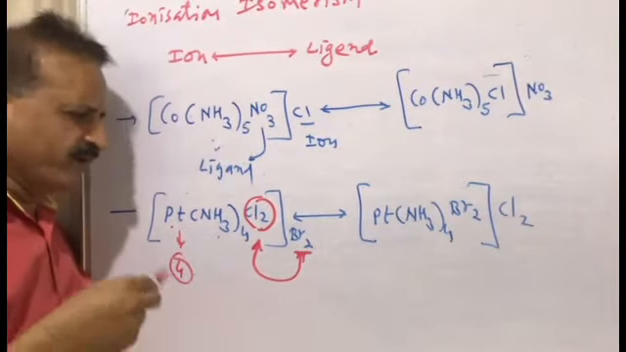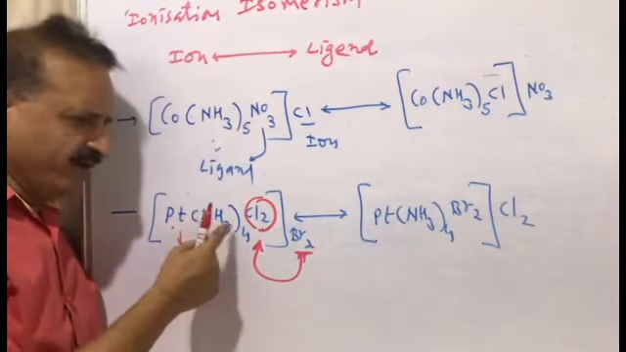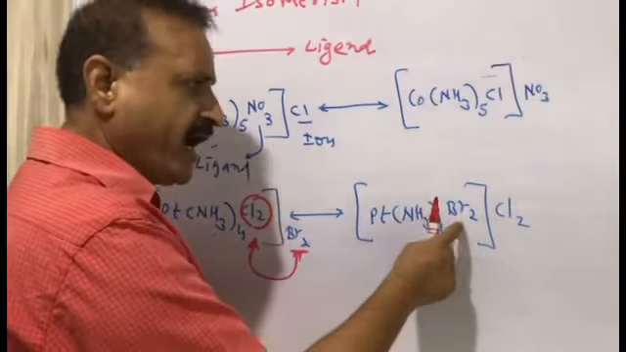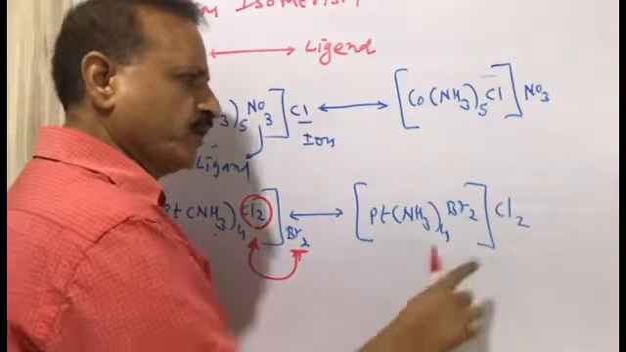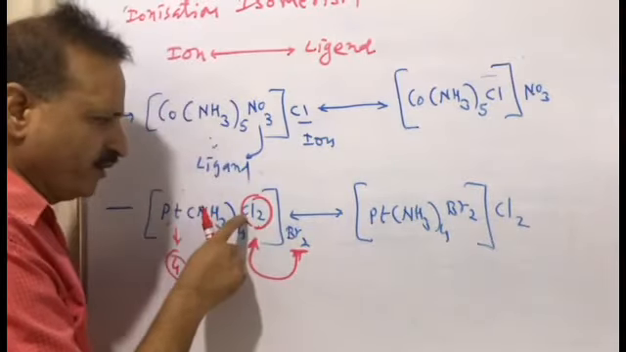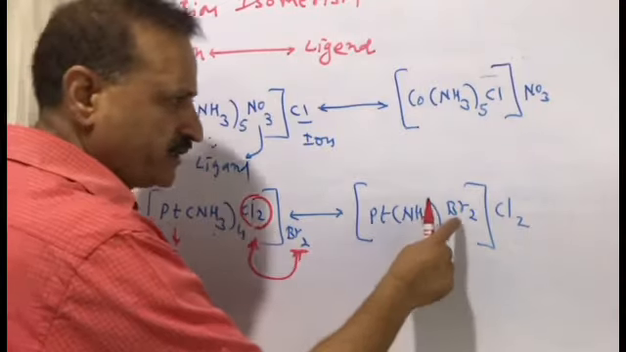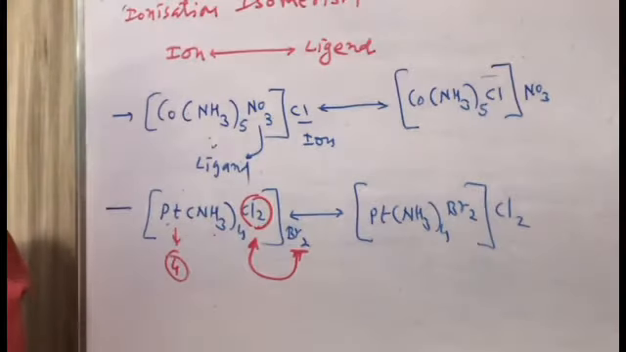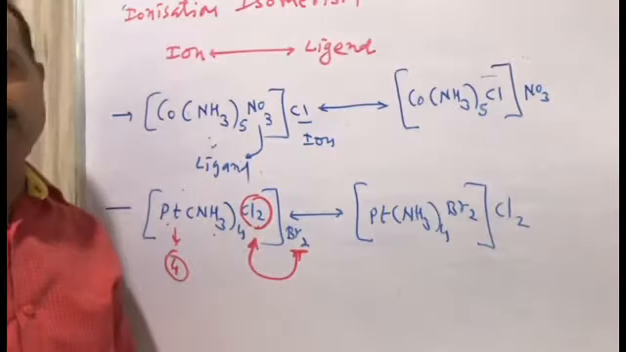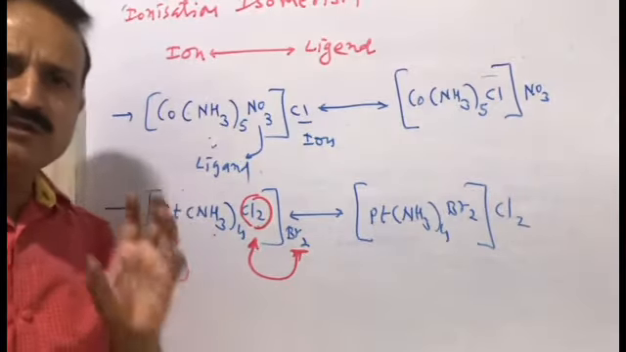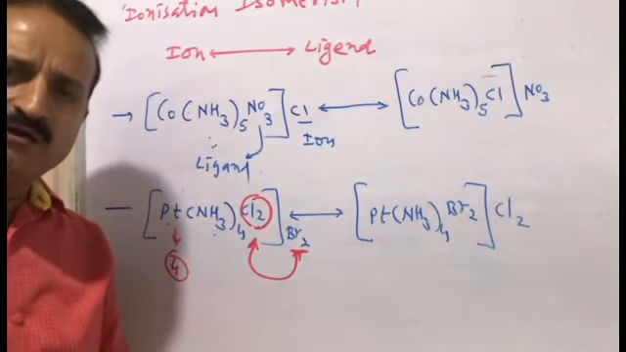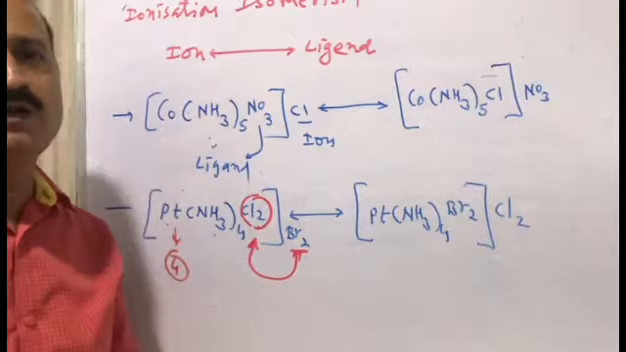Nomenclature, again I am repeating. Tetraamine dichlorido platinum(IV) bromide. Tetraamine dibromido platinum(IV) chloride. Here is chloride, here is bromide. Here is bromido, here is chloride. So this is to be said ionization isomerism. Just simple, you try to remember, ion will convert to ligand and ligand will convert into ion.